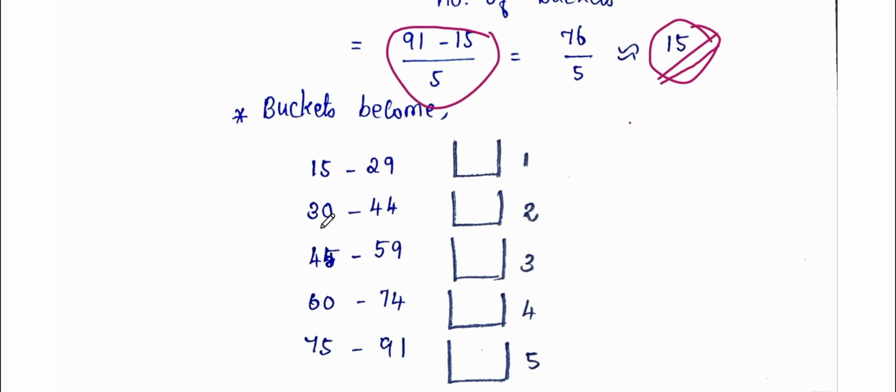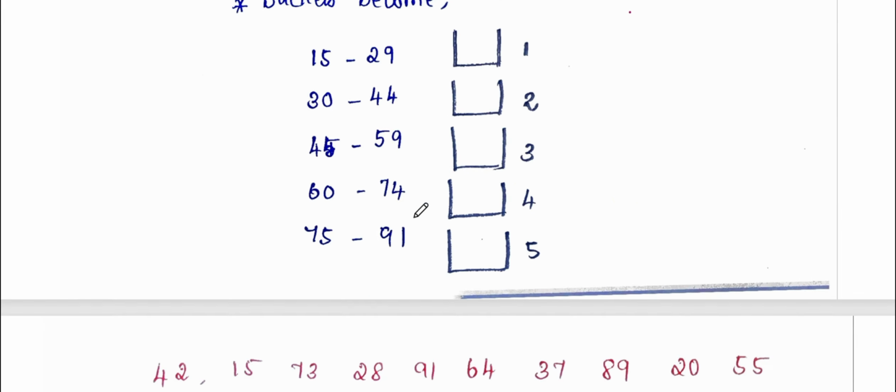So that is bucket number 1. Likewise after 29, 30 plus 14 is 44. That's the second bucket. Next, 45 plus 14 is 59, then 60 plus 14 is 74. Then 75 ends with the maximum element. If you add 14 and get the maximum element, no problem. Otherwise you end the bucket range with the maximum value of the array, that is 91. So these are the 5 buckets and the ranges.